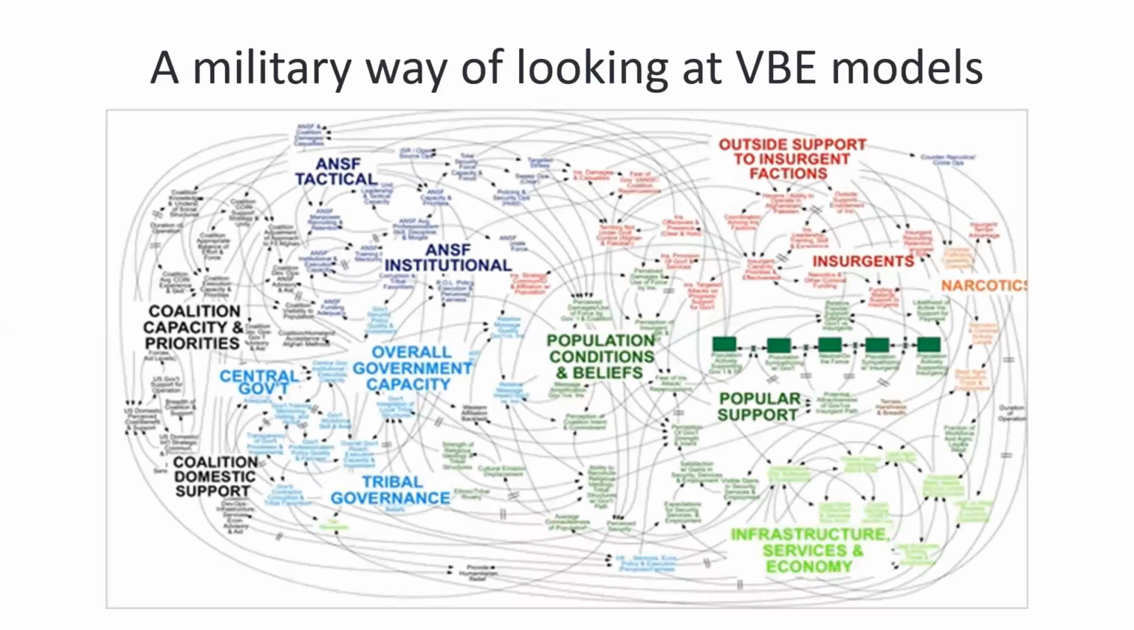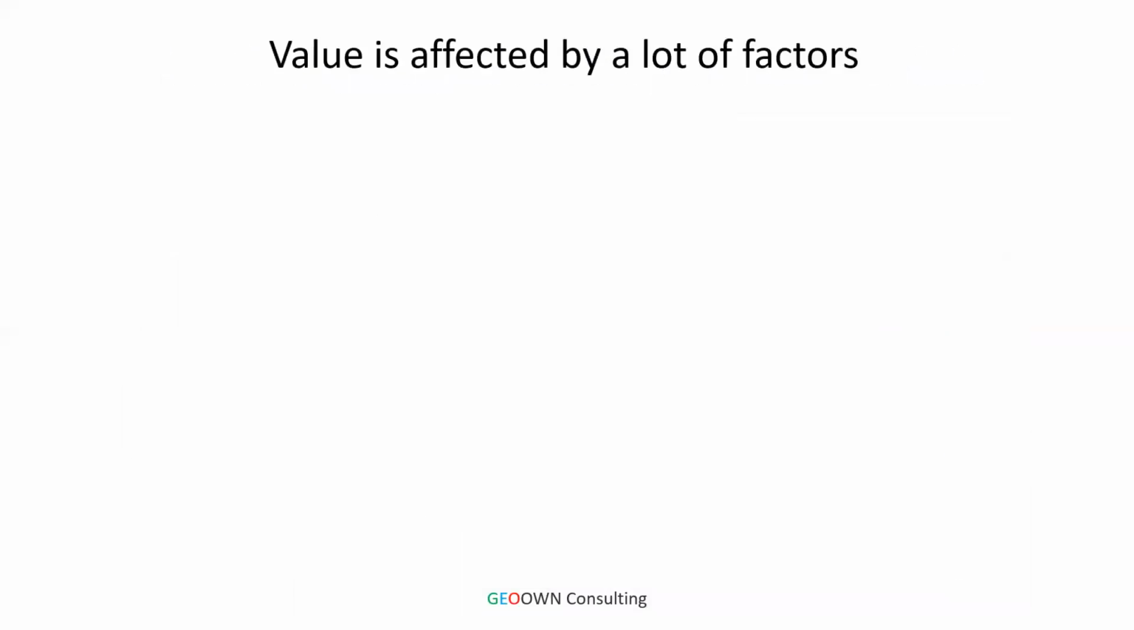And I found this graph, which was General McChrystal of the American Army's graph, where it showed the dependencies of the population of Afghanistan. And our VB model has to be much more concise and possible for us to take a call to action. So let's see how we design a VB model or look at the value. So value is affected by a lot of factors.